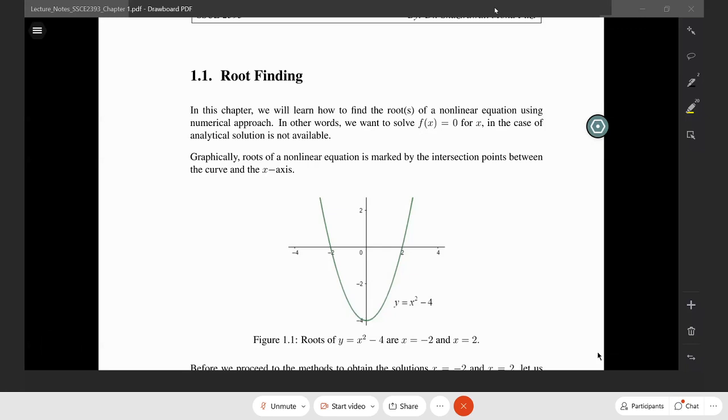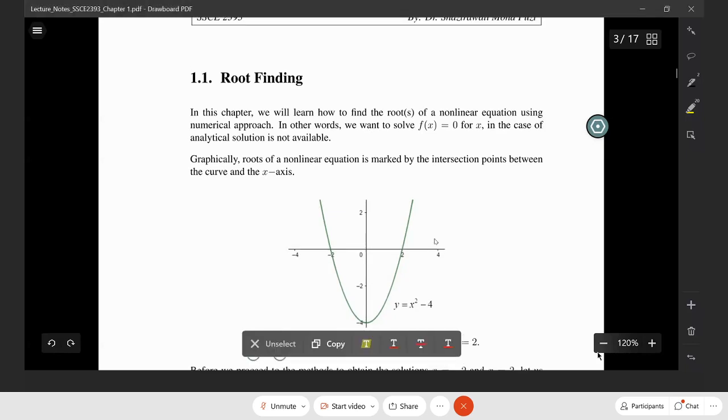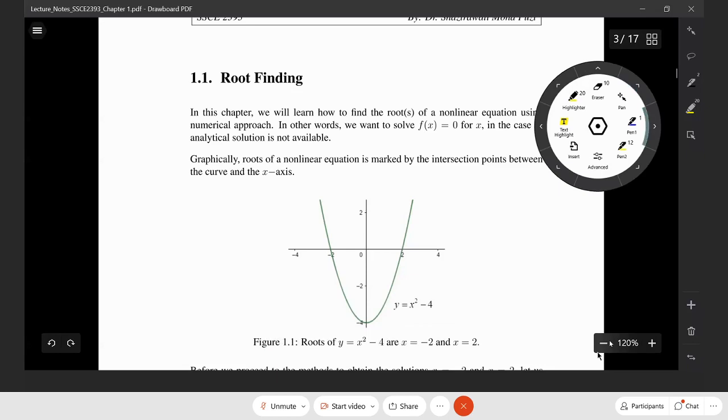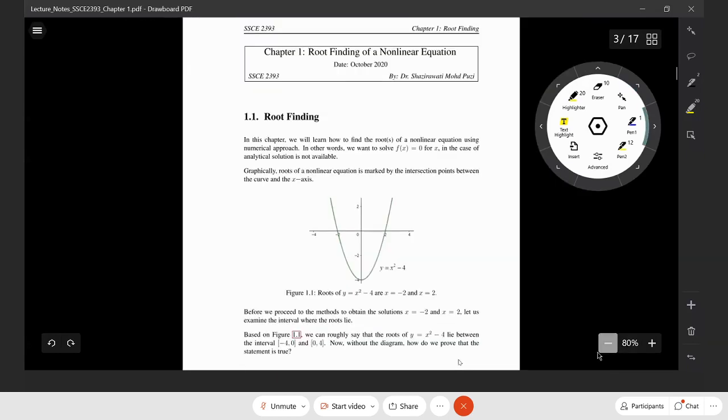Yeah, intersection. So Zuhaimi, yes, the intersection at x. Basically, if you have looked at your lecture notes, I've stated over there the roots of a given function. If it is in terms of a graph, by looking at the graph, it is marked by the intersection points between the curve, the green curve here, with the x-axis. So we have this point, x equals 2 and x equals -2. So the intersection points between the curve and the x-axis.